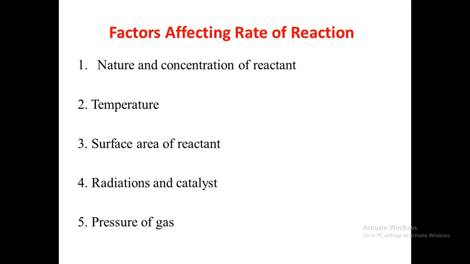Again, the next factor is surface area of reactant. The rate of a chemical reaction generally increases with increase in surface area. After that, radiation and catalyst. In presence of catalyst, the rate of a reaction always becomes faster. Similarly, in presence of sunlight, the rate of some chemical reactions becomes faster. The next factor is pressure of gas. About pressure of gas, you have already learned in class 11.